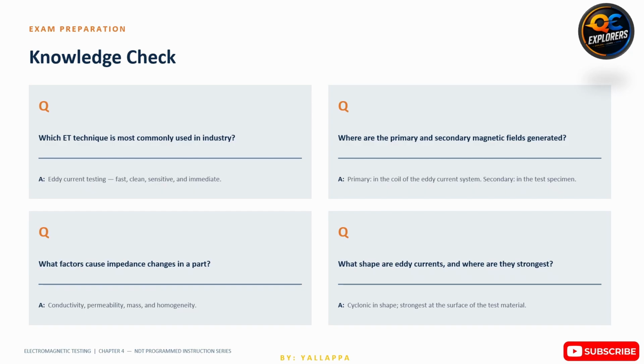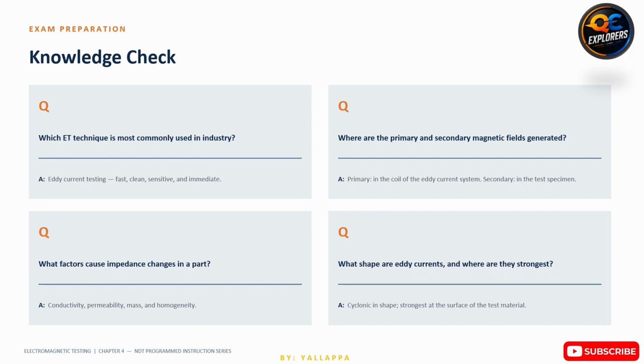The final question asks, what shape are eddy currents, and where are they strongest? Eddy currents circulate in closed cyclonic paths and are strongest at the surface of the material. Their intensity decreases exponentially with depth due to the skin effect.